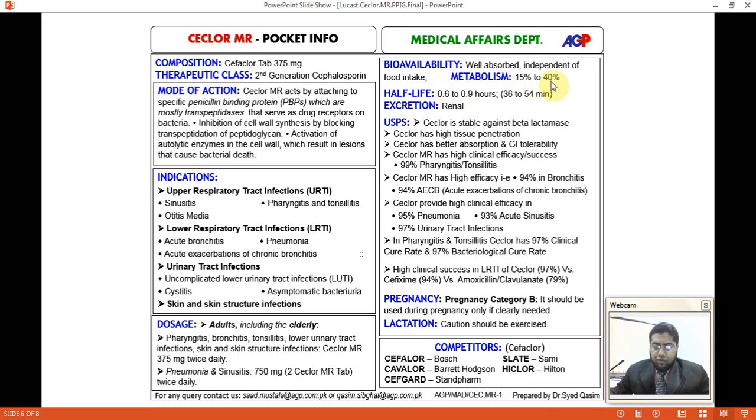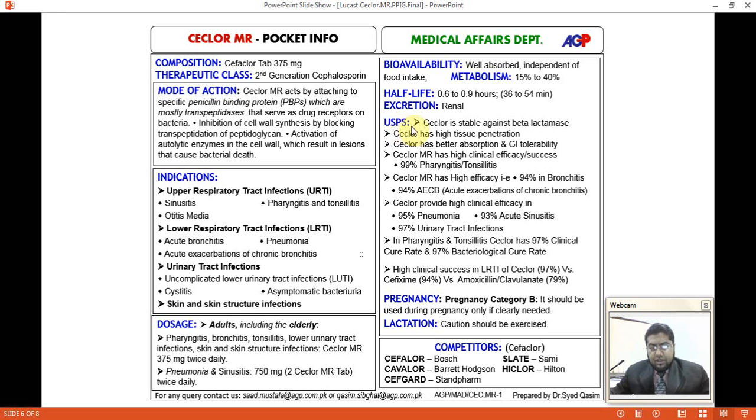Metabolism 15 to 40%. Half-life is the amount of time required for drug quantity to fall to half its value as measured at the beginning of the time period. It's 0.6 to 0.9 hours, that is 36 to 54 minutes. Excretion through renal, through kidneys.